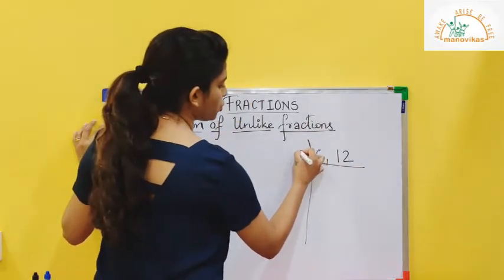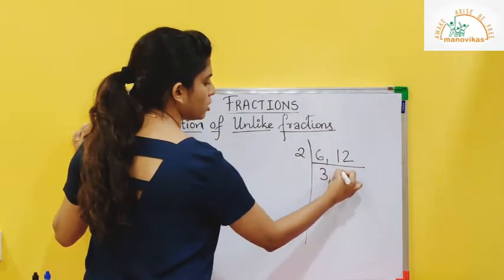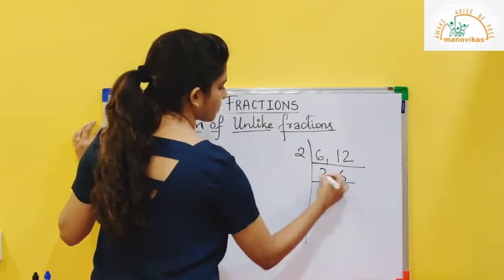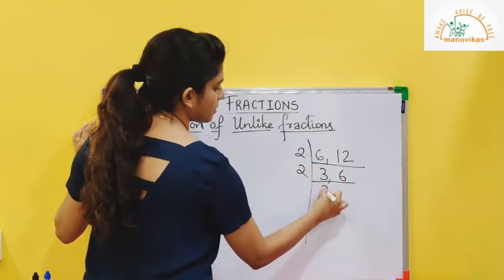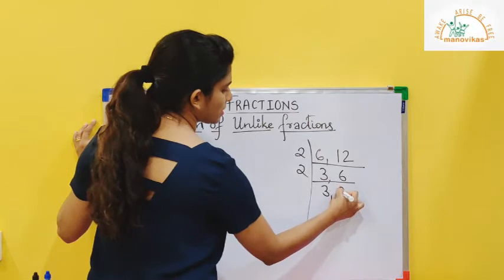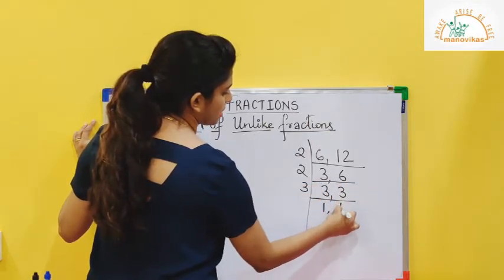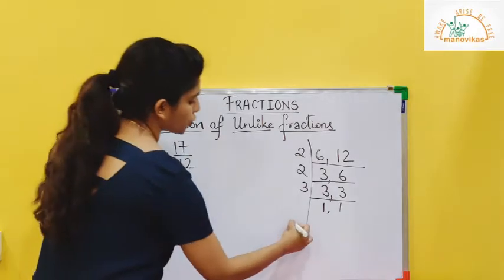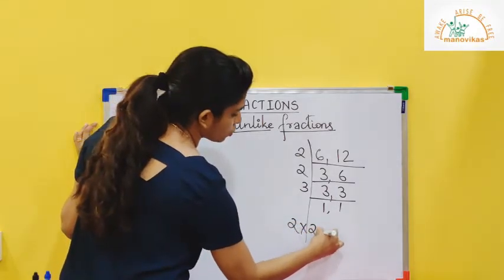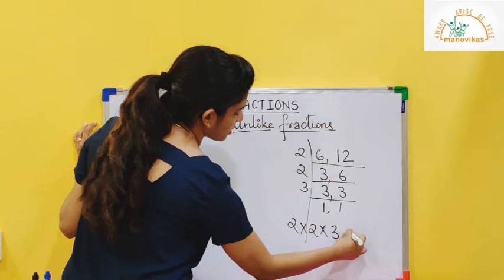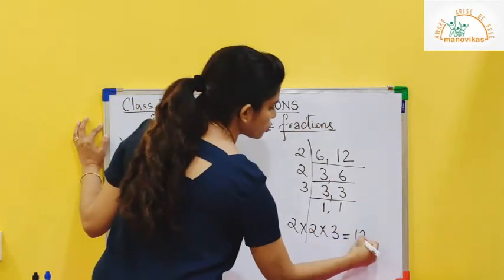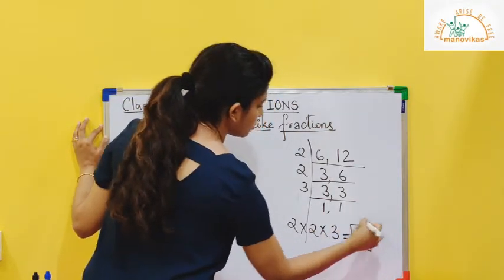So let's start with 2. 2 3s are 6, 2 6s are 12. 2 bring 3 down. 2 3s are 6. And 3 1s are 3, 1s are 1. Now what do you get? 2 into 2 into 3 is how much students? It is 12. So the LCM is 12.